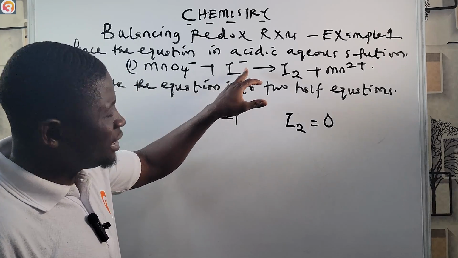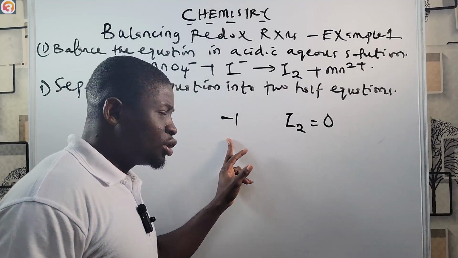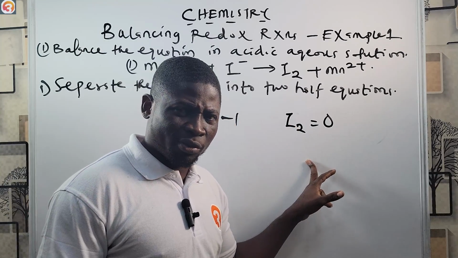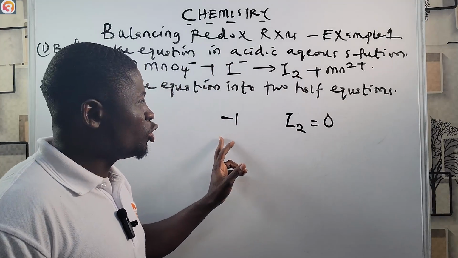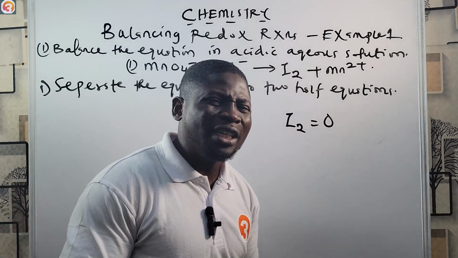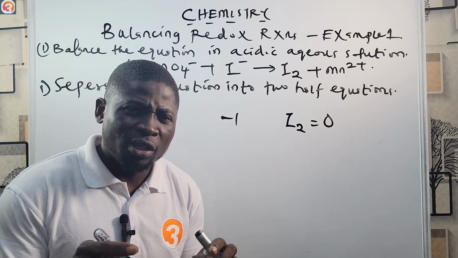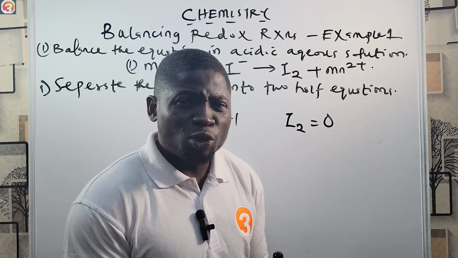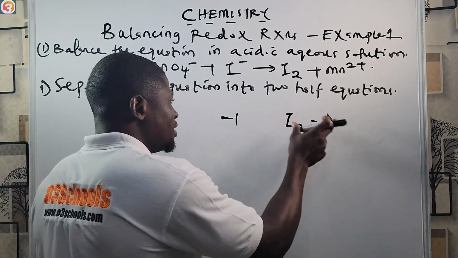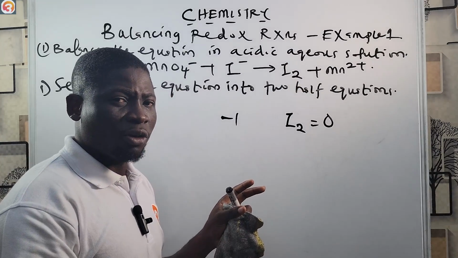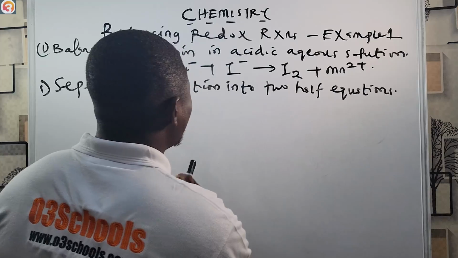That means that iodine has increased in oxidation number, resulting from loss of electrons. Iodine has lost electrons and its oxidation number has increased, because from the definition, oxidation is the loss of electrons, resulting in an increase in oxidation number. So from -1 to 0 is an increase in oxidation number, because iodine has lost electrons. You need to first of all understand that.